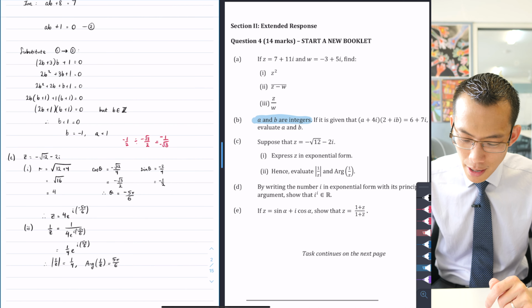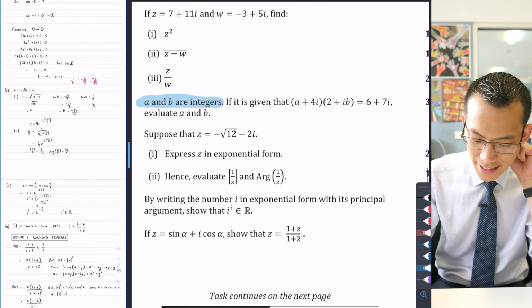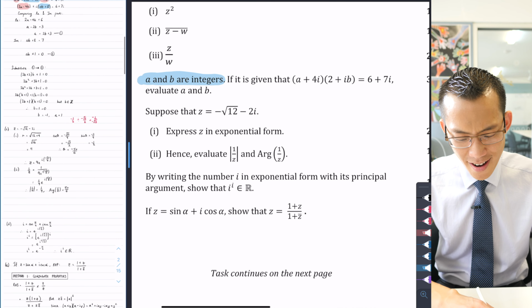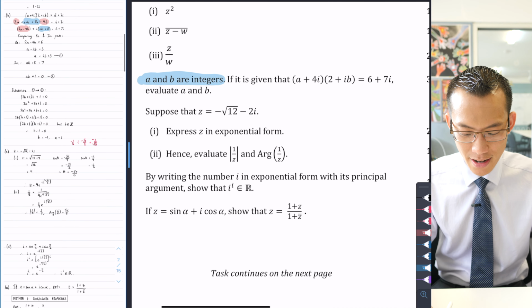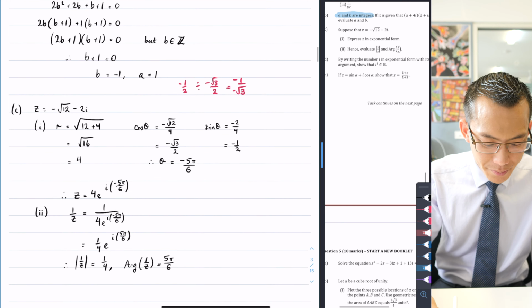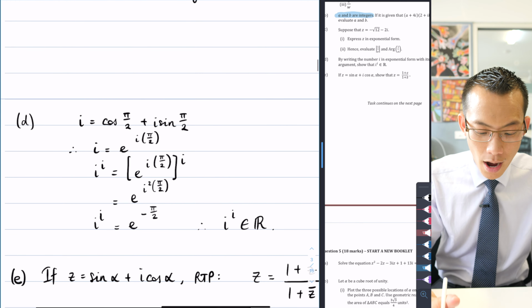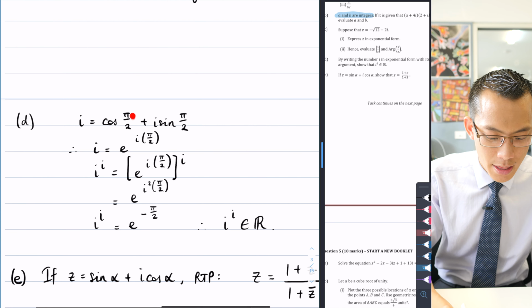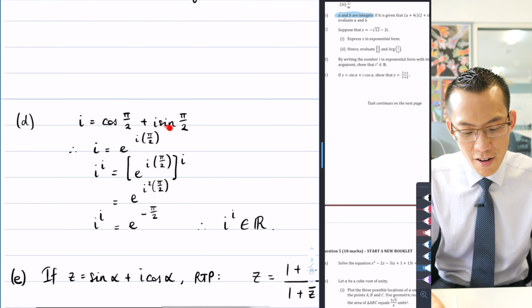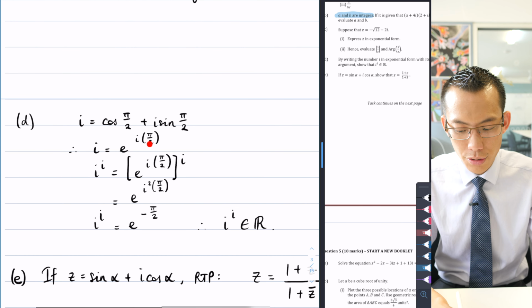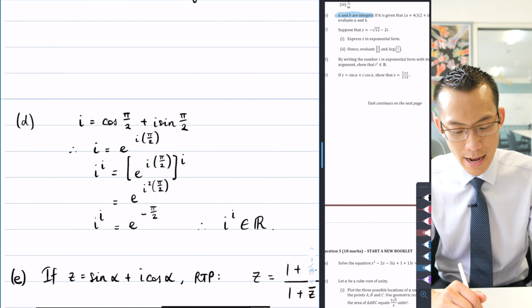Okay, we're up to part D now. By writing the number i in exponential form with its principal argument, show that i to the i is a real number. That's what that weird notation means. So let's have a look at my solution over here. You can see that I have written i first in polar form just to make it really obvious what's going on. You can see that cos of pi on 2 is 0 and sine of pi on 2 is 1. So 0 plus a single i, that's what gives you i, and that's how I've written it in exponential form, and pi on 2 is the principal argument as the question has requested.